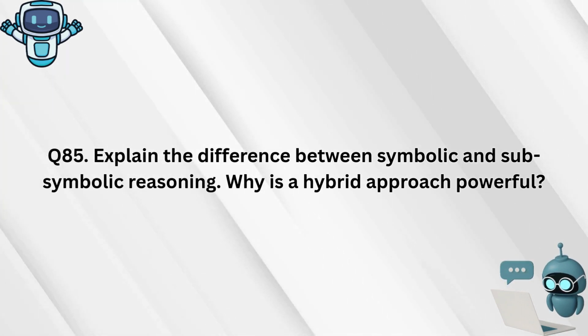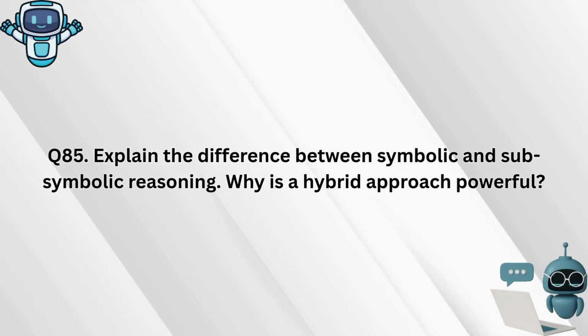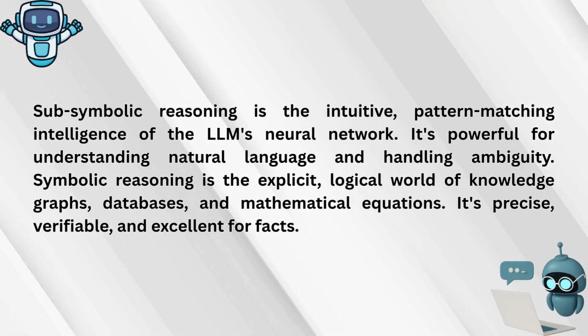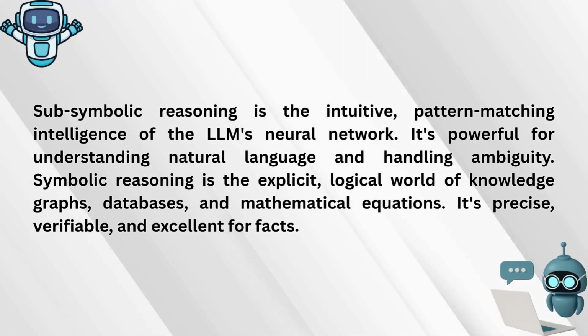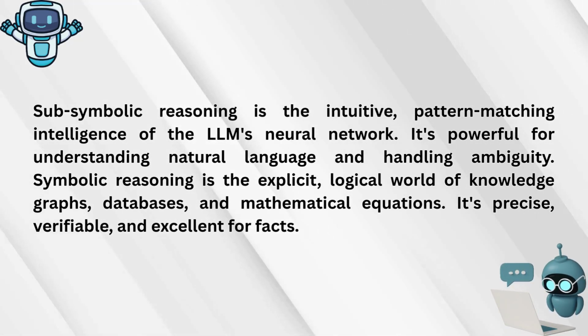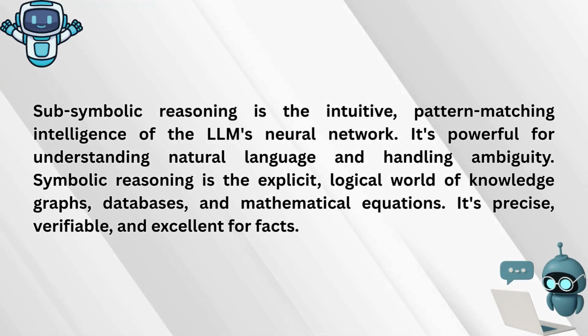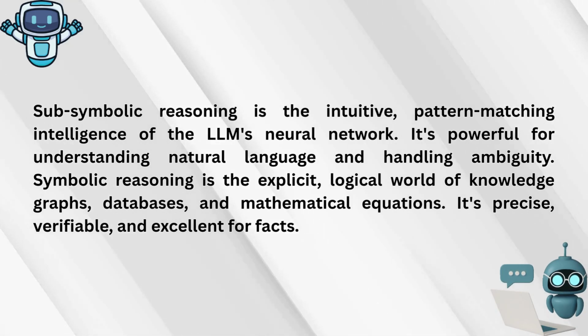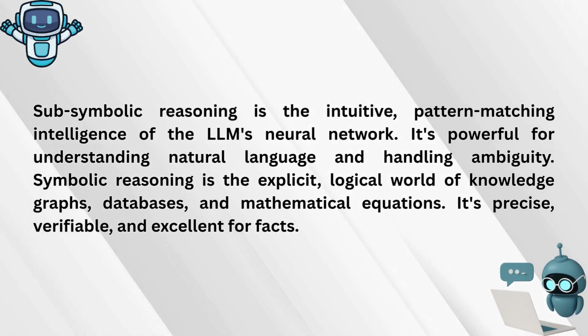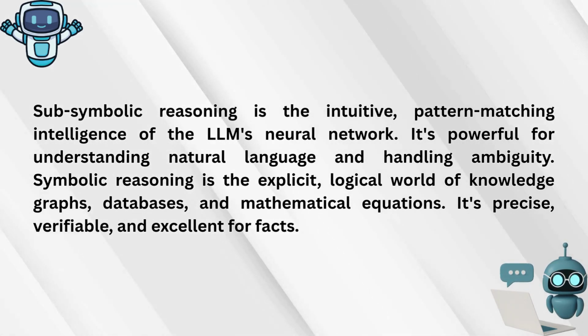Explain the difference between symbolic and subsymbolic reasoning. Why is a hybrid approach powerful? Subsymbolic reasoning is the intuitive, pattern-matching intelligence of the LLM's neural network. It's powerful for understanding natural language and handling ambiguity. Symbolic reasoning is the explicit, logical world of knowledge graphs, databases, and mathematical equations. It's precise, verifiable, and excellent for facts.